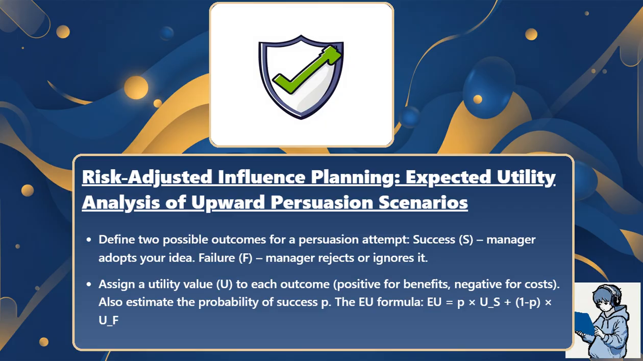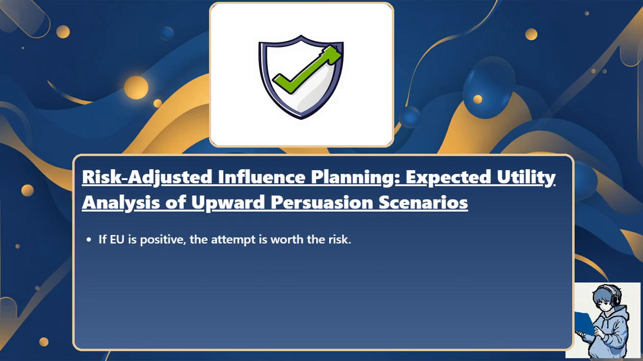Assign a utility value U to each outcome, positive for benefits, negative for costs. Also estimate the probability of success P. The EU formula: EU equals P times US plus 1 minus P times UF. If EU is positive, the attempt is worth the risk.